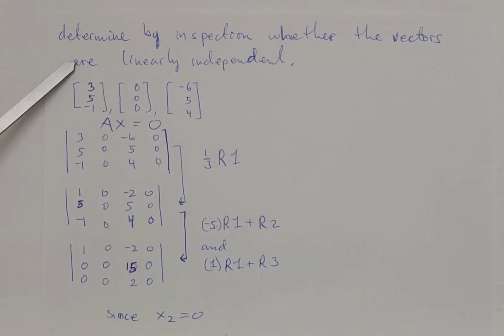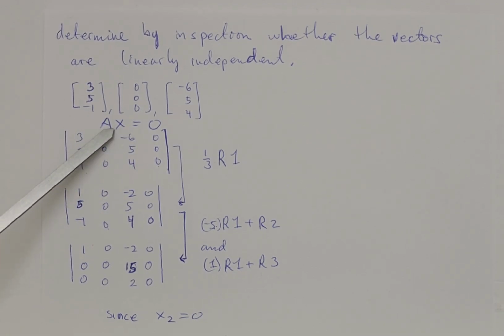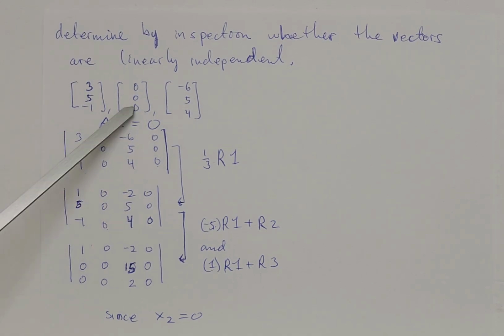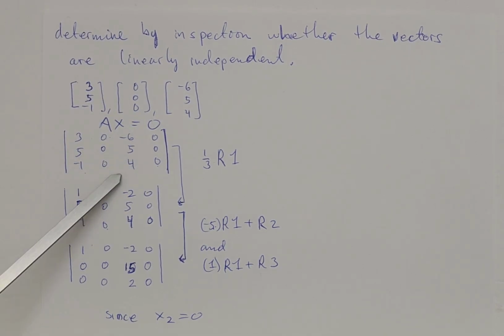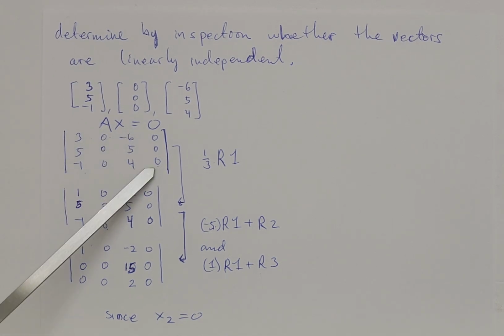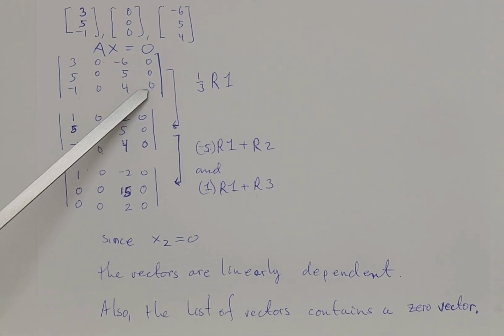This lesson is determined by inspecting whether the vectors are linearly independent. So here I have vector 1, vector 2, vector 3. Put all three of these as A, which I have here, and then times x equals the last column, which is 0. So vector 1, vector 2, vector 3, all that together is A. This is your A, and then times x equals the last column, which is the 0. Okay, so now let's solve for it.